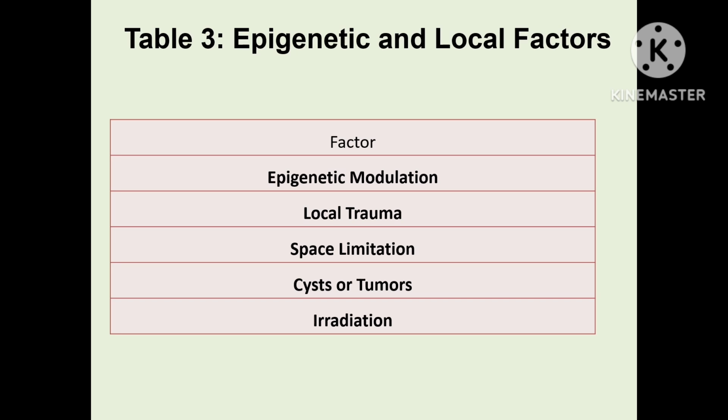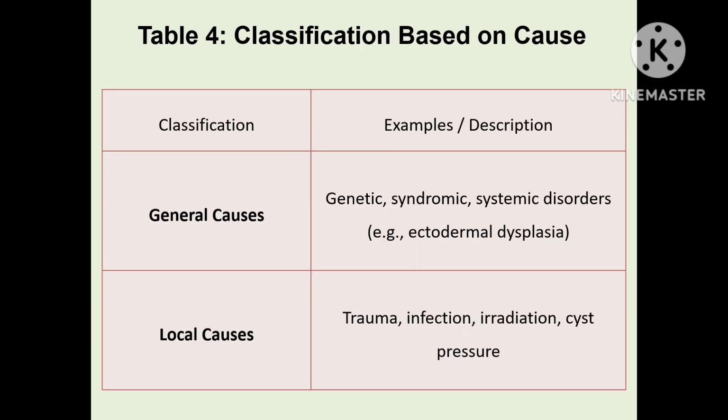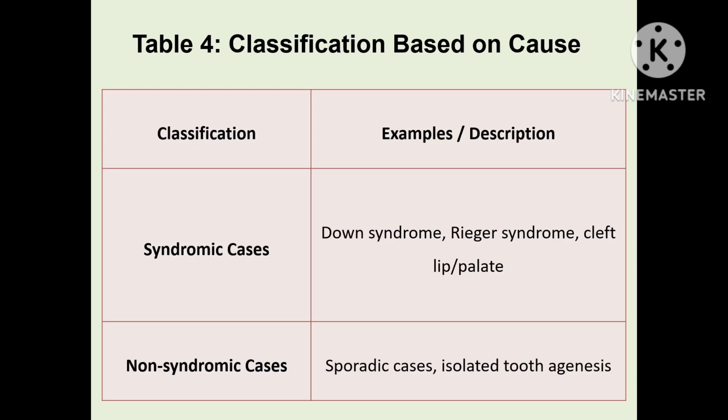Third etiology may be the epigenetic and the local factors. Epigenetics means the gene expression changes caused by the environment, and these can impact tooth development too. Local trauma such as injury to primary teeth or developing tooth germ may prevent permanent teeth from forming. Other local factors include space issues in the arch, pressure from cyst or tumor, or irradiation, which can disrupt dental development locally.